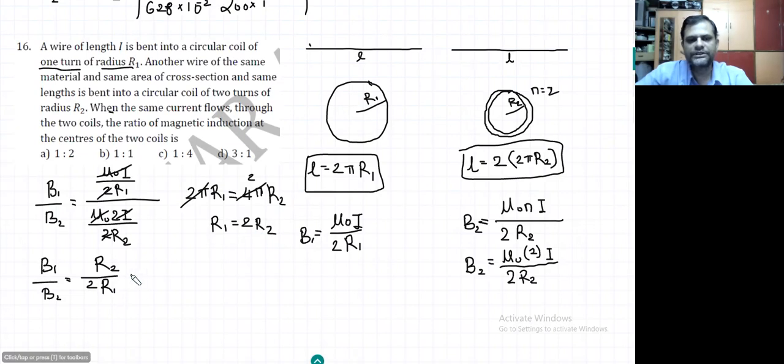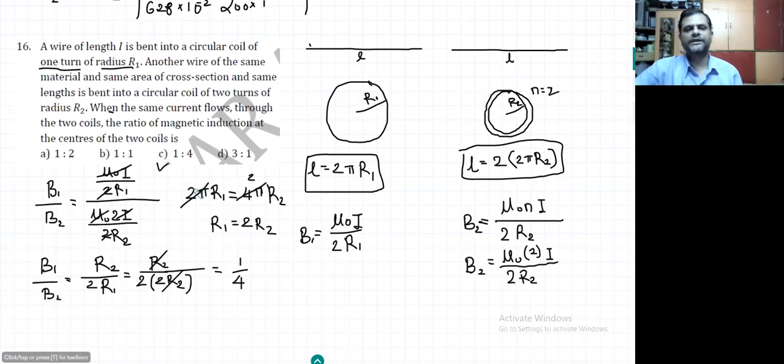And then if we just put this value of R1 here in the denominator, then we'll be able to get this R2 upon 2 times of R1, where R1 is nothing but 2R2 actually. So that this R2 will again get cancelled. So yahan pe R2 agar cancel kar do, to baki bachega yahan pe 1 upon 4, and that is actually going to be the final answer. So 1 upon 4 means 1 is to 4. This will be the ratio of magnetic inductions in this way.